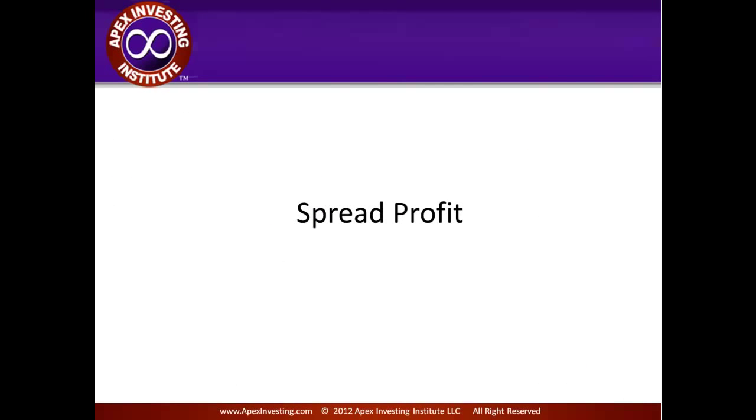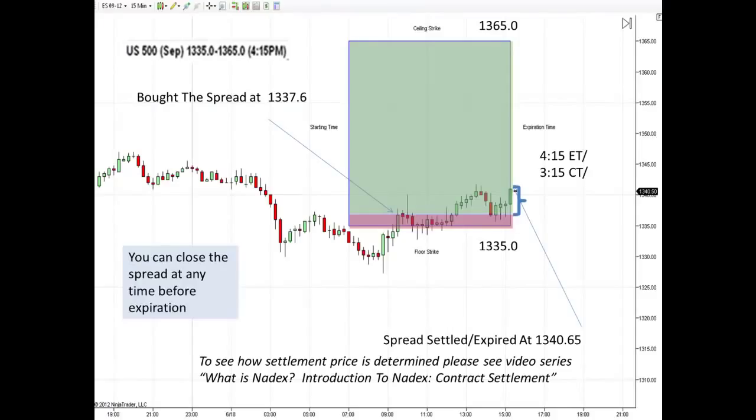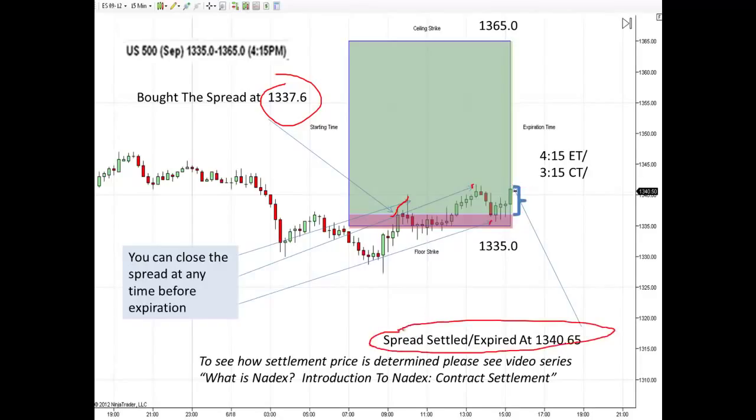Now let's look at how a profitable trade would actually go. All right, so in this example, you came in, and as we said, you bought the spread at 1337.6. Now understand, you can close this spread at any time you want before expiration. So you could have bought it here and closed it right here, or up here, or right here. You could have closed it whenever you wanted to, or you could let it settle. And in this case, the spread settled at 1340.65. That's basically where the market was when the spread expired.